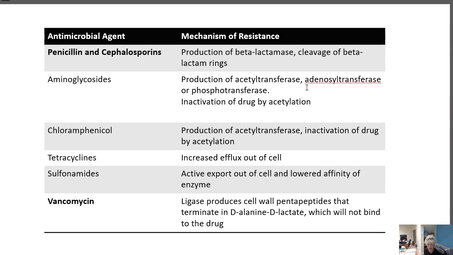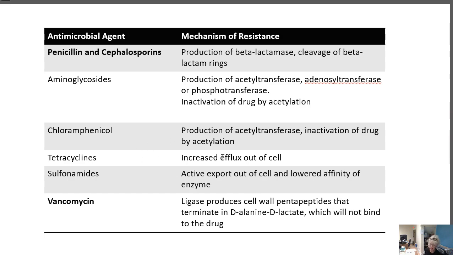Aminoglycosides, production of acetyltransferase, adenosyltransferase, or phosphotransferase, inactivation of the drug by acetylation. Chloramphenicol, production of acetyltransferase, inactivation of the drug by acetylation.